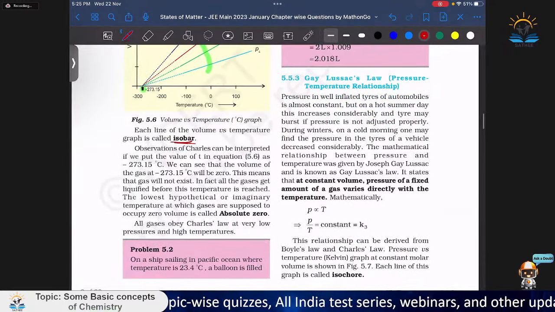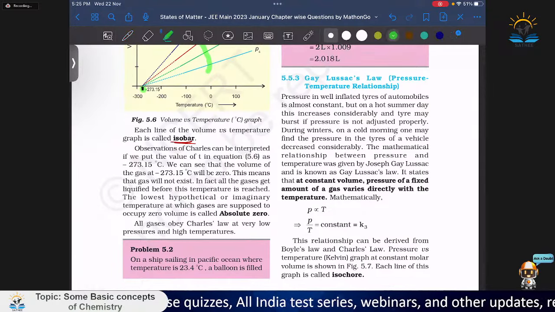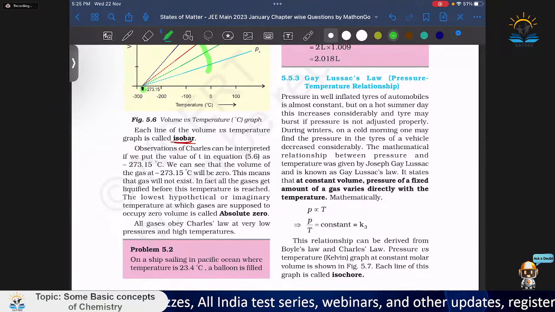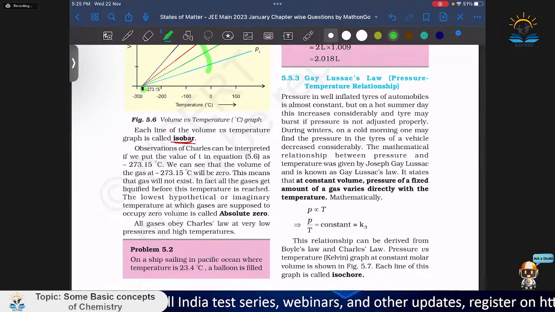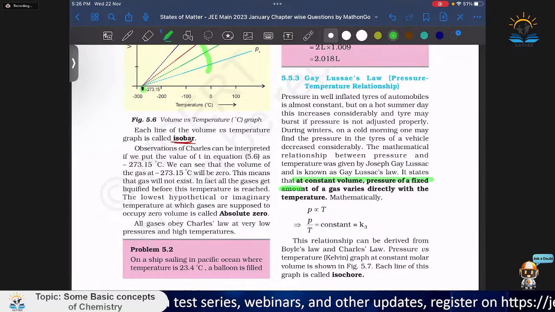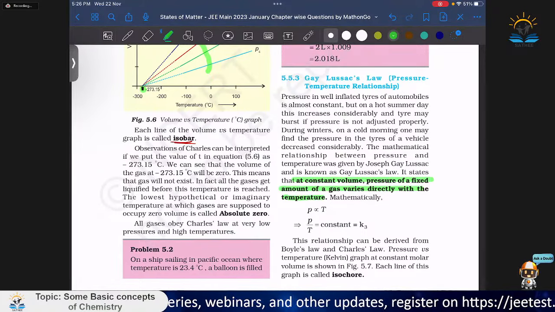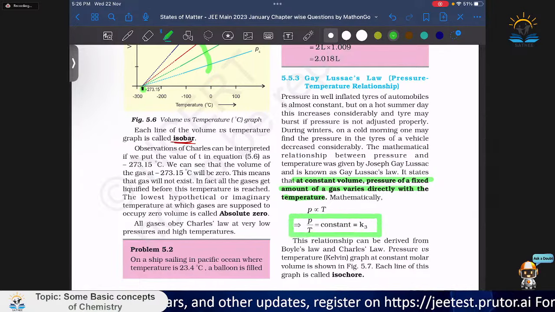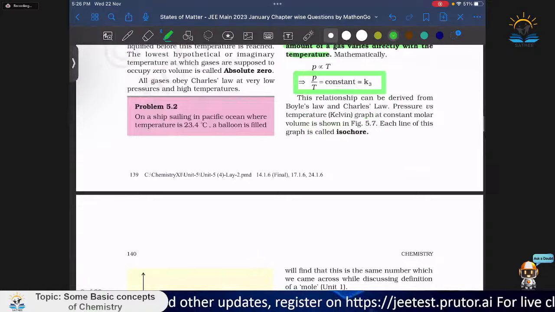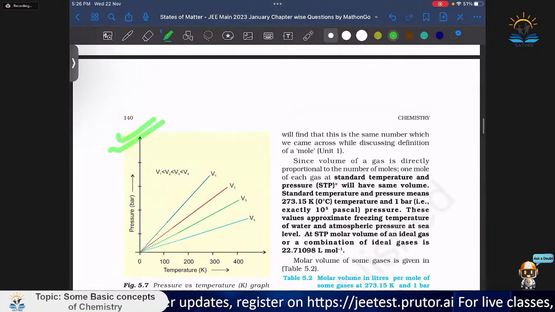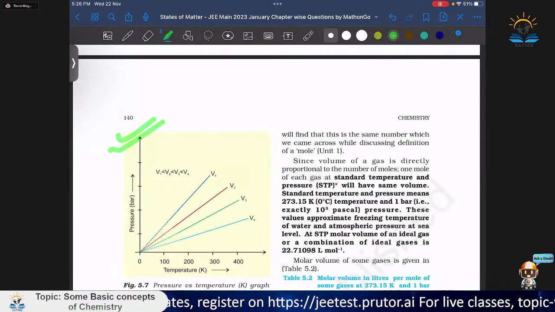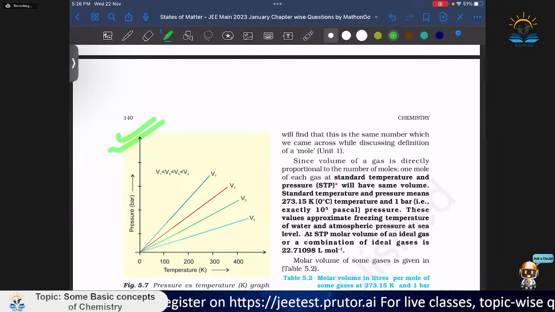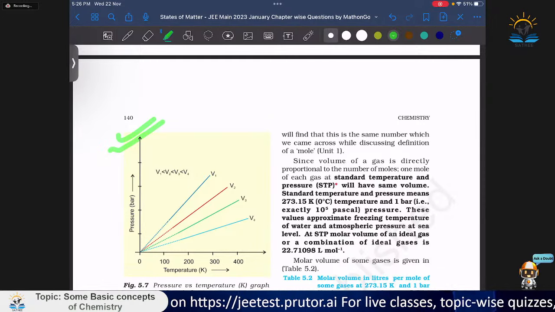Okay. Now, Gay-Lussac's law, pressure and temperature. It states that at constant volume, the pressure of a fixed amount of gas varies directly with temperature. This is the thing we need to remember in Gay-Lussac's law. And these are the graphs. Similarly, at 0 Kelvin, the volume should be 0, and the pressure should be 0.